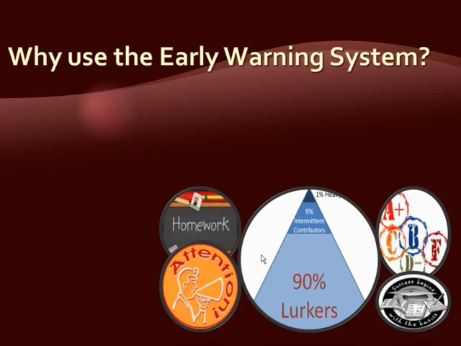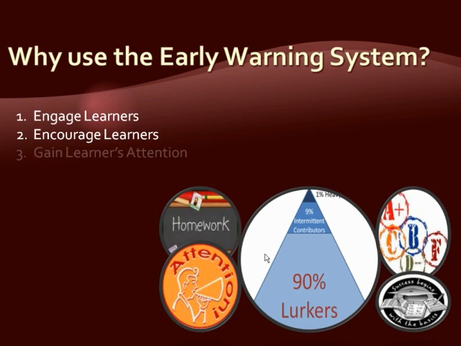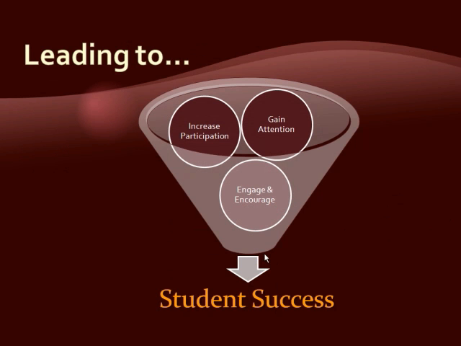The early warning system allows you to engage learners, encourage your learners, gain your learners' attention, and increase your learners' participation. Being able to monitor and increase the level of student engagement and participation, as well as increase the level of encouragement and the level of learners' attention, will lead to an increase in student success.